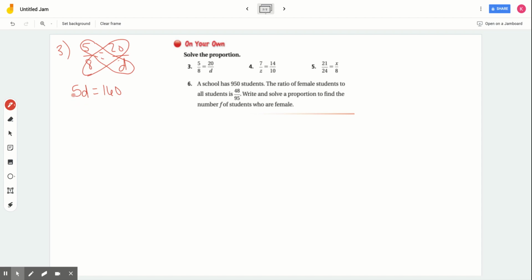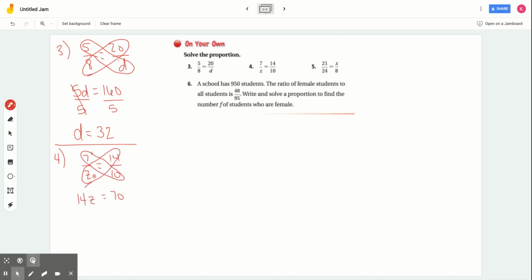Now we're going to use those inverse operations to solve. So dividing both sides by 5, and we end up with d equals 32. So 160 divided by 5 is 32. Now let's take a look at number 4. I'm going to rewrite number 4, and I want you to take a minute to try and complete this one on your own. As you see here, 14 times z is 14z, and 7 times 10 is 70. We then need to divide both sides by 14 to get the answer of z equals 5.